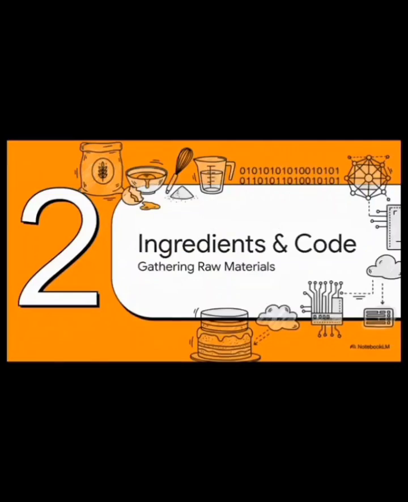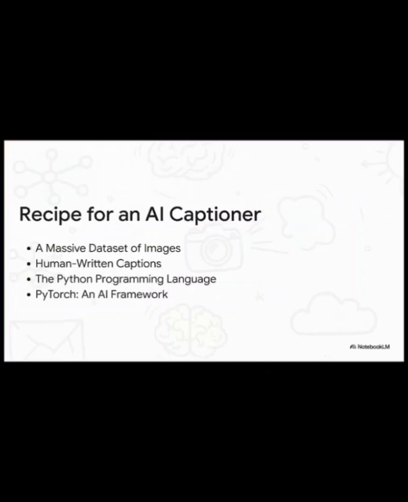To even begin to tackle this, we need the right ingredients. It's kind of like baking a cake, you know? You can't just build a powerful AI out of thin air. You need the right raw materials. So, here's our recipe. First and foremost, you need a ton of images, but just as important, you need captions written by actual humans that describe those images. Then we use some tools of the trade, like the Python programming language and a popular AI framework called PyTorch to mix it all together.